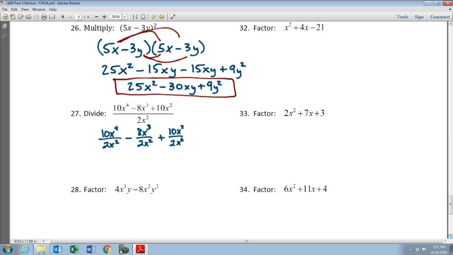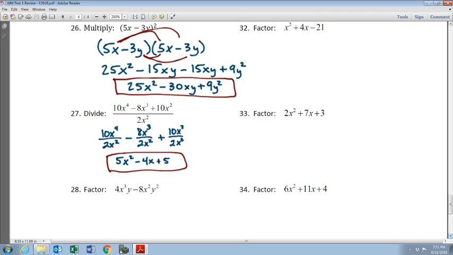And so now we're just using our quotient rule to help us here. Notice 10 over 2, that's just 5, and x to the fourth over x squared is x squared. 4 minus 2 is 2, we get x squared. In the second one there, 8 over 2, we're going to get minus 4, and x cubed over x squared. 3 minus 2, we're going to get 1 when we subtract our exponents, and we don't need to write the 1. And then on the last one there, notice the x squareds cancel. We're just going to get plus 5.